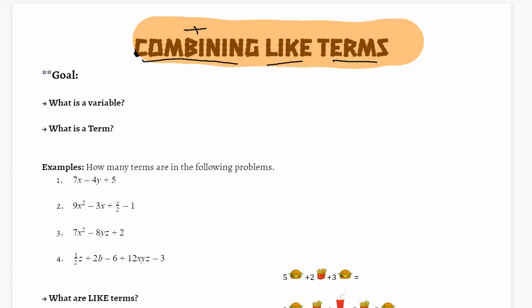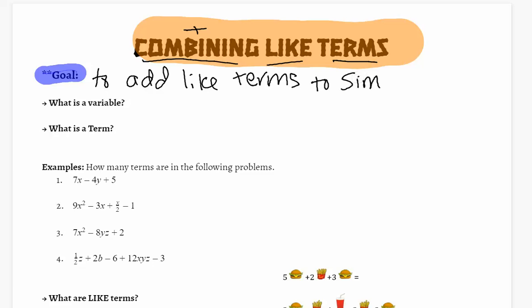So I want you to highlight in a color where it says goal. My goal is to add like terms to simplify an expression. So again, everything I do in math, my goal is to make it simpler. My goal is to simplify it. So our goal here is we're going to add our like terms together to clean up the problem.